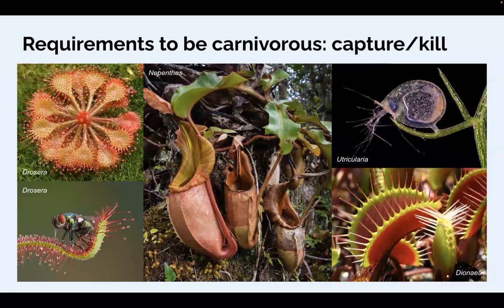So attracting the animals, a variety of reasons, looking like food, looking like a place to hide are pretty common strategies. The next part about being carnivorous is having the ability to capture insects. So obviously, if you just feed an insect and it moves away, then you're not capturing that insect. And we'll see some modifications here.